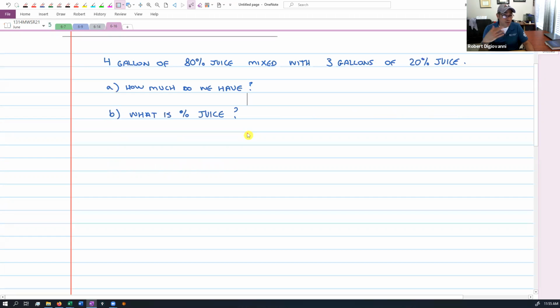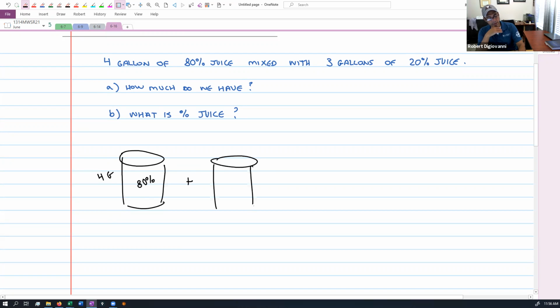Okay, again, I'm going to work through this one. After I do this one, hopefully you'll understand how this all goes together. So think about the first container. It has 4 gallons in it. And what's the percentage of juice in that? In the 4 gallon mixture, it's 80%, right? We're going to add to that another container that has 3 gallons in it, and it's a 20% mixture.